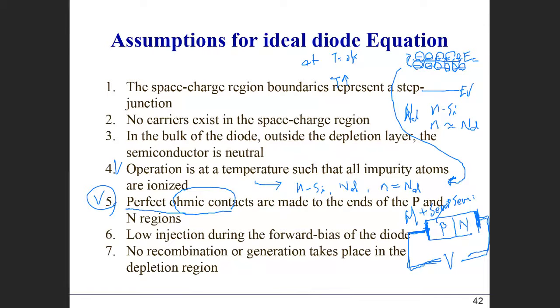Another one is assumption 6. When we operate the device, we initially discuss the device operating only within the so-called low injection, especially with a forward bias of the diode. The definition of low injection we're going to define later on. And then the last assumption is about the depletion region.